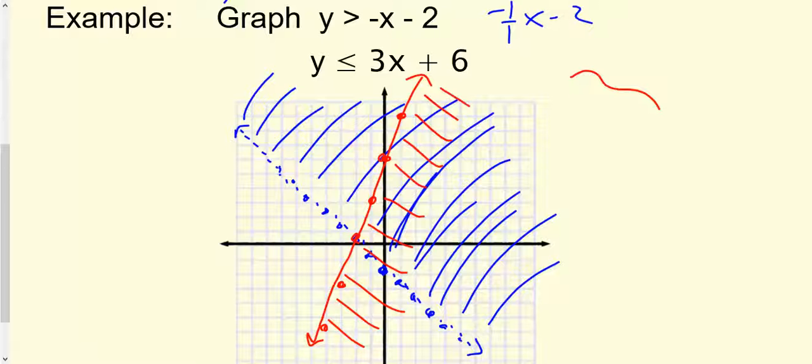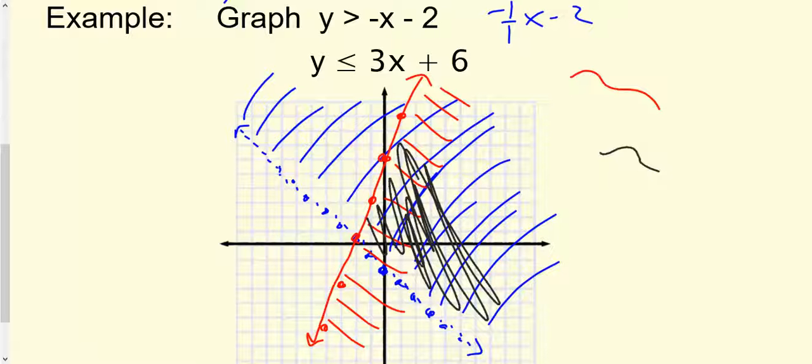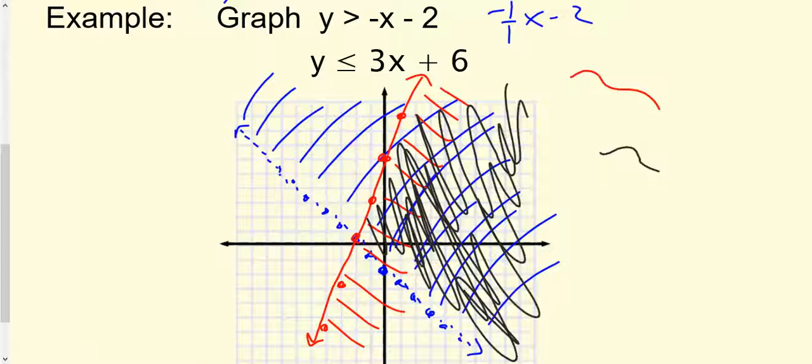And now you can tell where the region is. So if I use a different color, it's this region right in here where they overlap. This is my solution set. So any point in this region will be a solution to this system.